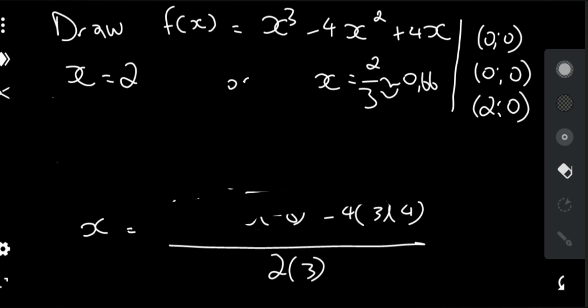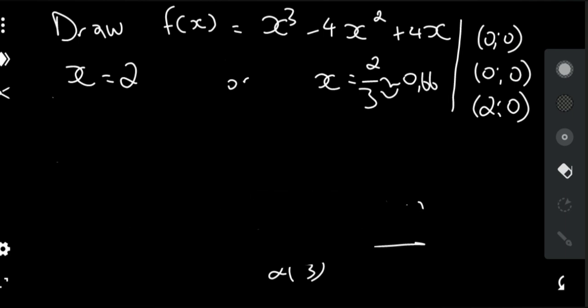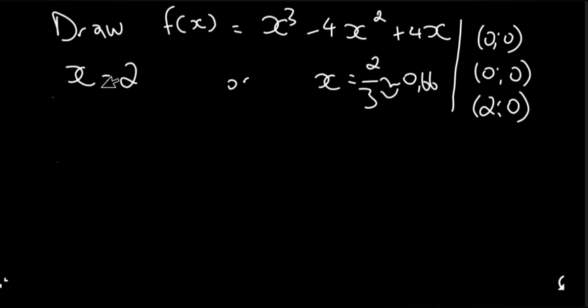Let me erase here. Then for y coordinates, that's going to pair with these x values for the turning point. You need to substitute these x values into the original equation. So it's gonna be f of 2. F of 2, it's gonna be 2 cube minus 4 into 2 squared plus 4 into 2. You're gonna get 0. This is our turning point.